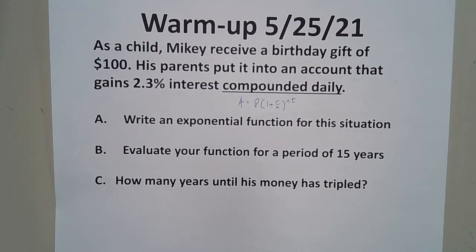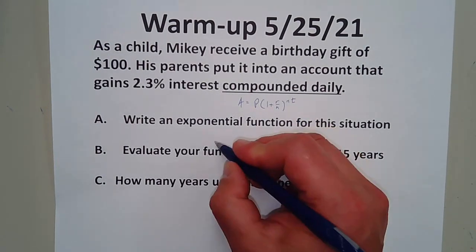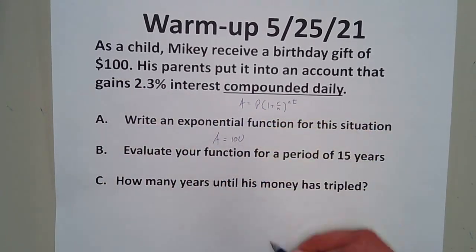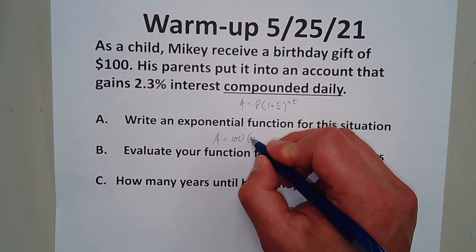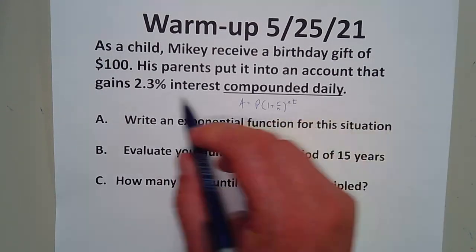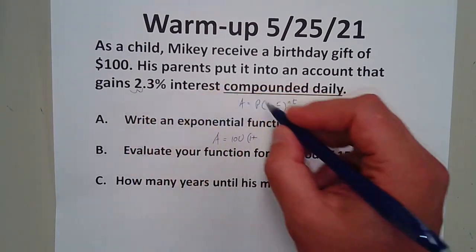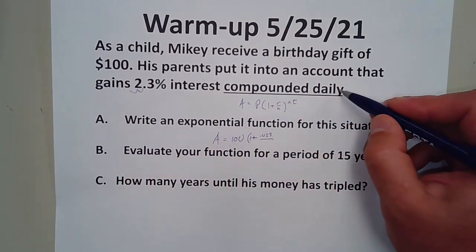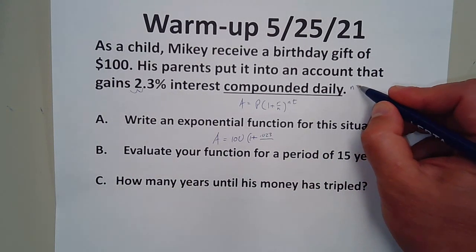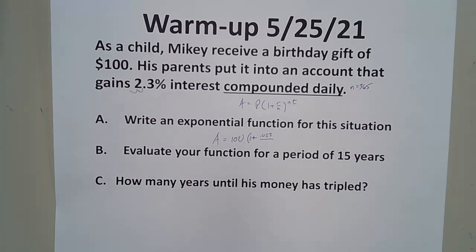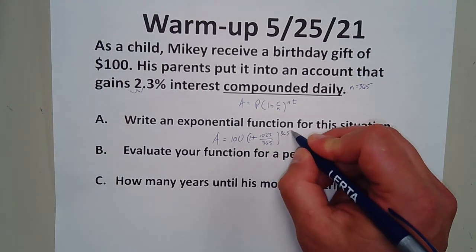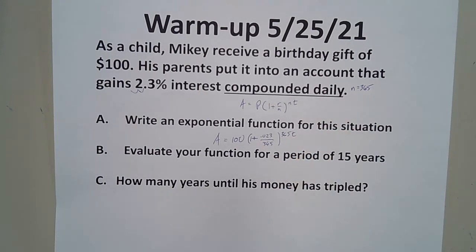All right, so this is: write an exponential function for this situation. All right, cool. So principal amount, the initial amount invested, is $100. 1 plus the rate, so convert this to a decimal, 0.023, over n, the number of times compounded. If it's daily, 365 days in a year, so 365, and then t. And so there's our function.